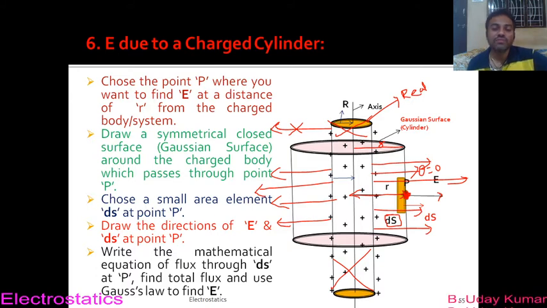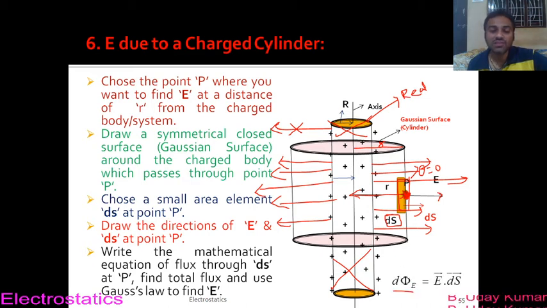Okay, so now, this is the flux. What is flux? The total number of electric lines of force that are coming out of this closed surface, we call it electric flux. Now the flux that is passing through this dS is denoted by d phi. So you can see that equation here.